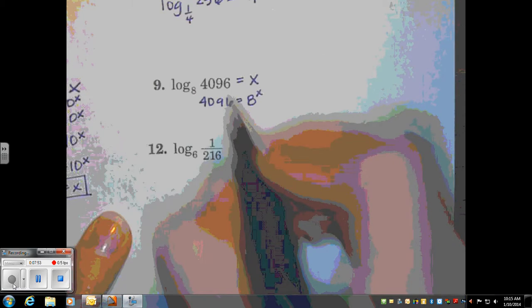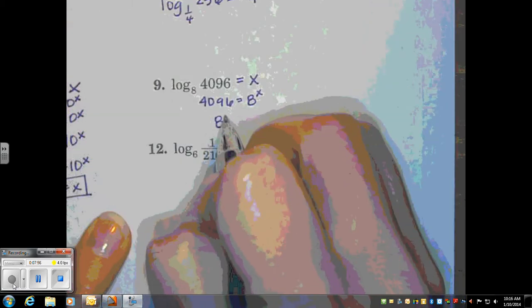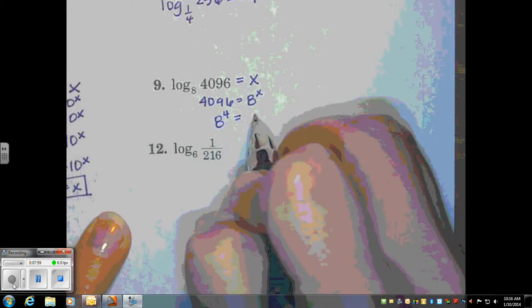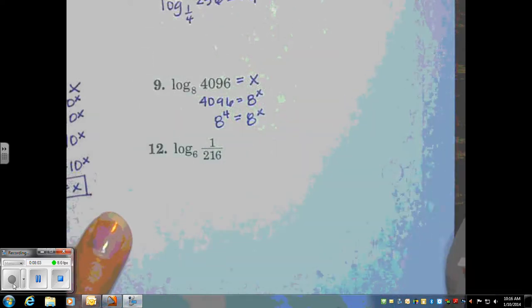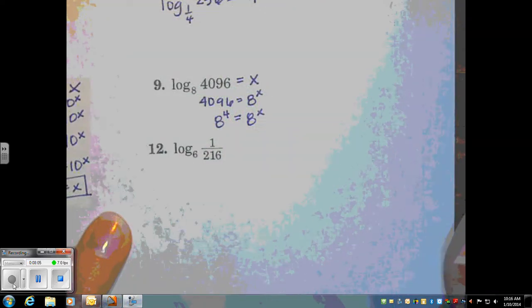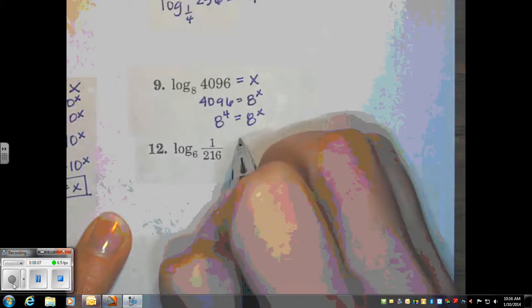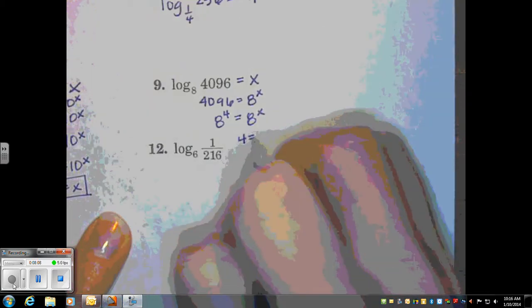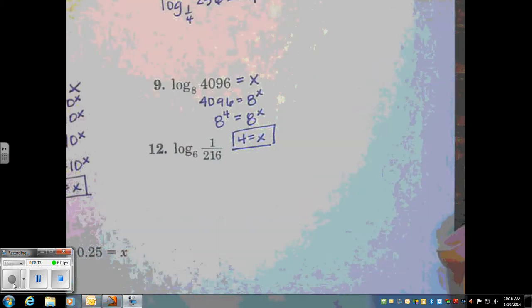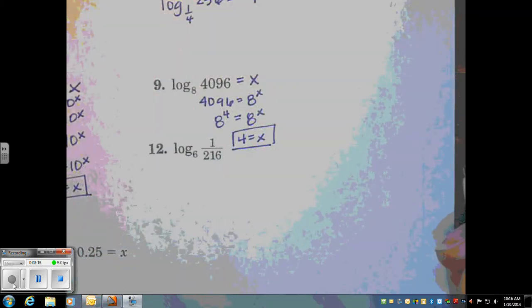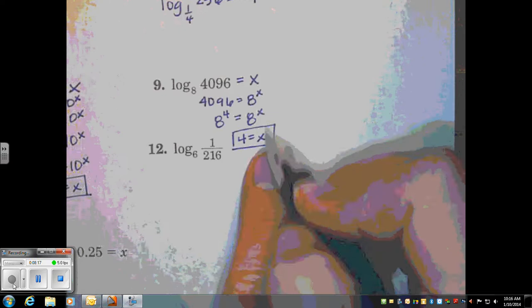We're going to rewrite 4,096 as 8 to the 4th, because 8 to the 4th is 4,096. So what's x? 4 equals x. 4. Questions on 9? Does it matter if you put x equals 4 or 4 equals x? No, but because the x is on the right, I just left it on the right.